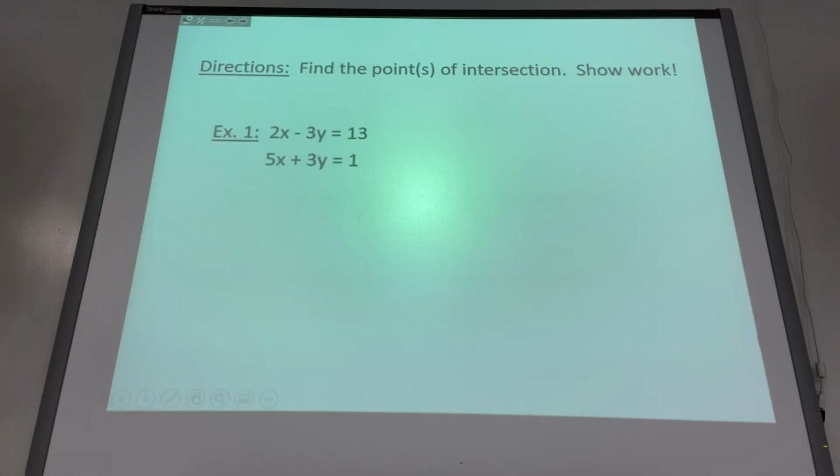All right, well, first one, and we may actually do this kind of like we did back in algebra. This one shouldn't be too bad. 2x minus 3y equals 13. And then 5x plus 3y equals 1.